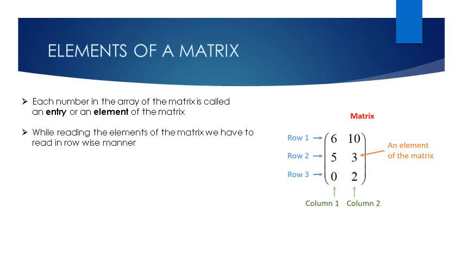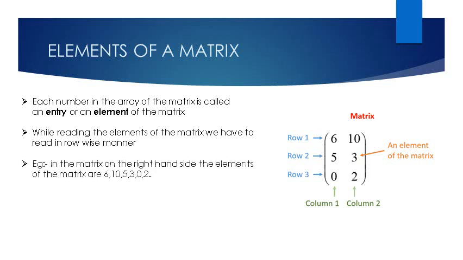While reading the elements of the matrix, we have to read in a row-wise manner. If you are reading any matrix, you have to read it row-wise. For example, 6, 10, 5, 3, then 0, 2. In the matrix on the right hand side, the elements of the matrix are 6, 10, 5, 3, 0, 2, that I have told you earlier.